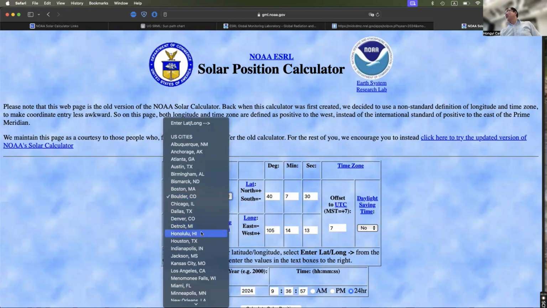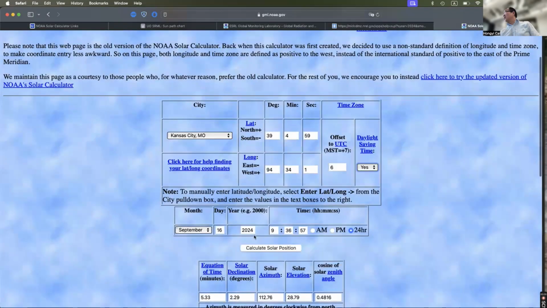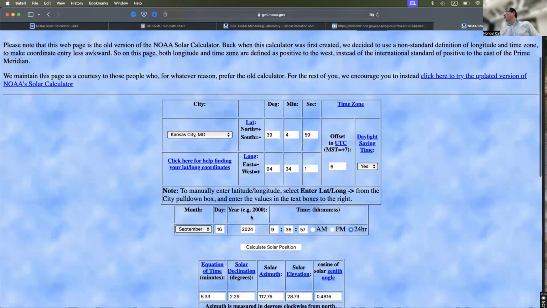So let me see if we can have Lawrence. I'm sure we don't have Lawrence. The closest one might be Kansas City. Of course, you can always specify the latitude, longitude here, but to save some time, I just use Kansas City. And then you have your time on there. Offset 6, that's your time zone, right? So you have the date, you have your time, calculate it. It's already done.